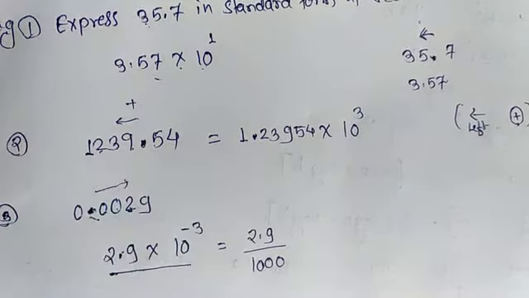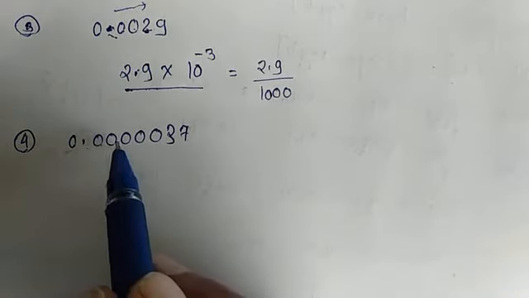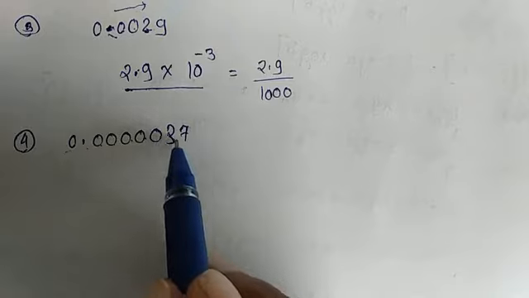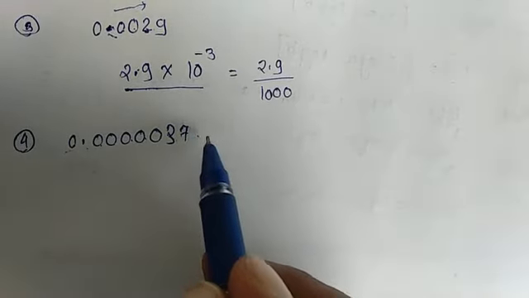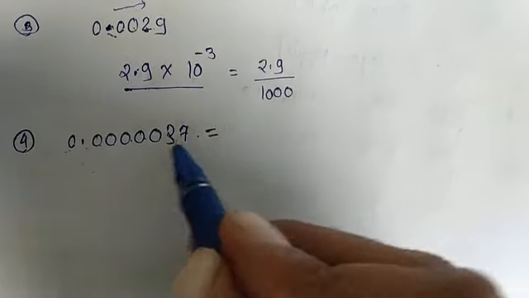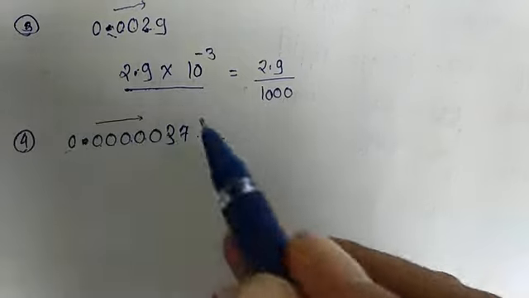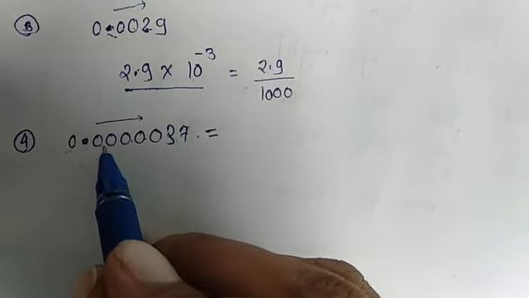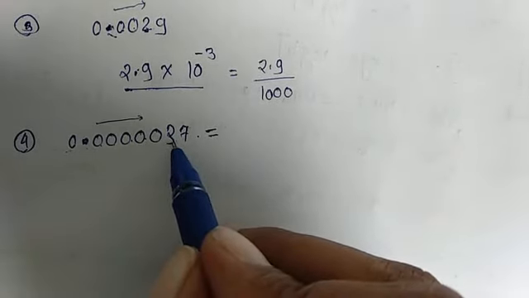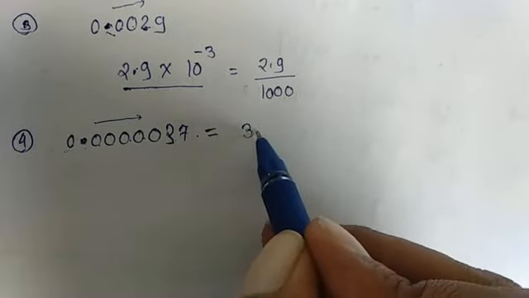Now consider an example, 0.000037. We have to find its standard form. Here also we have to shift the point toward the right side only. Here the first value greater than 1 is 3, so it is 3.7.